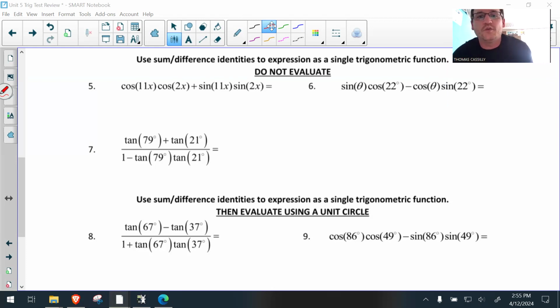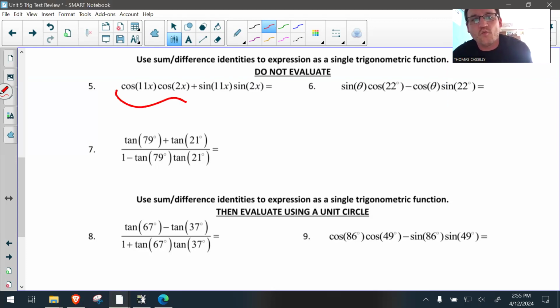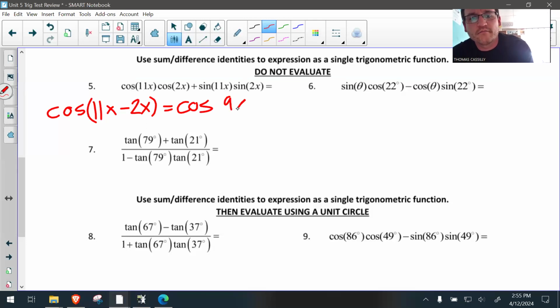So the first thing you need to do is just match up which one of the identities goes with this one. So you have the cosine, cosine, sine, sine. Which one of these are we matching up with? So this goes with the cosine sum and difference. So this is basically just the cosine of 11x minus 2x, because remember, we said with the cosine, the sine is opposite in the middle, and those are like terms, so we can actually combine those. So that's just the cosine of 9x.